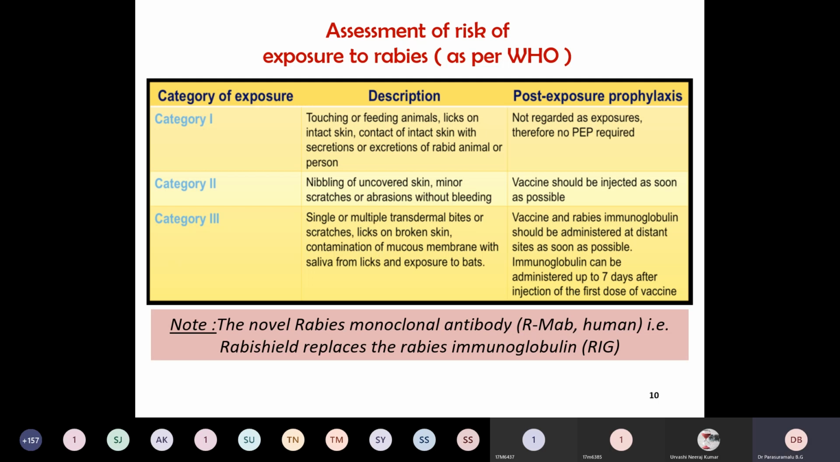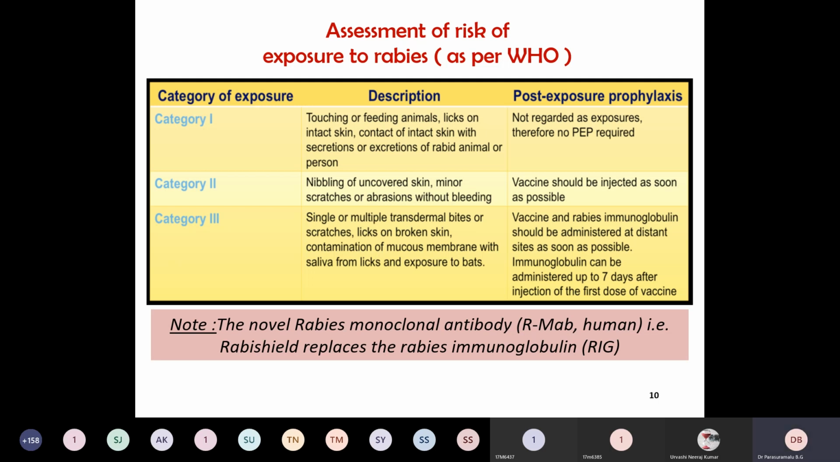Now, what about the laboratory diagnosis? See, the laboratory diagnosis is not mandatory in managing animal bite cases. This you should remember. Only for academic purposes it may require the laboratory diagnosis, but as far as the management of animal bite cases, the laboratory diagnosis is not required.